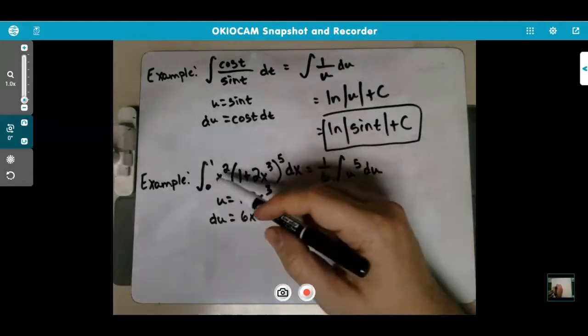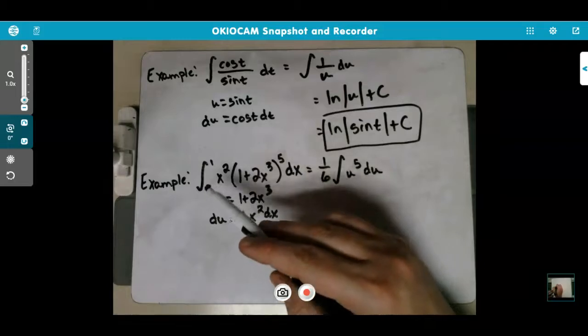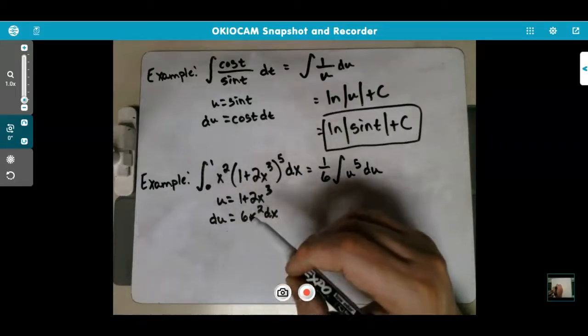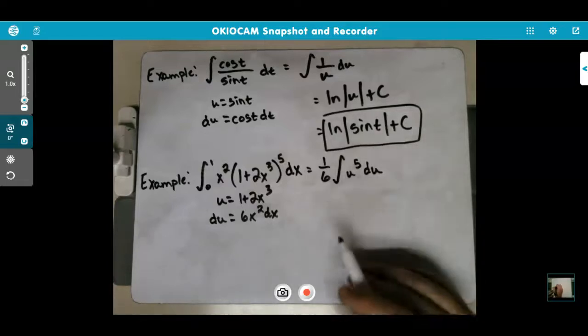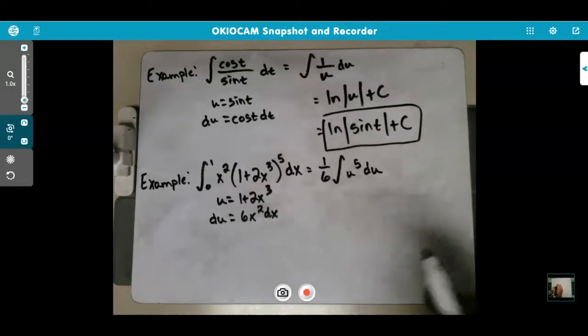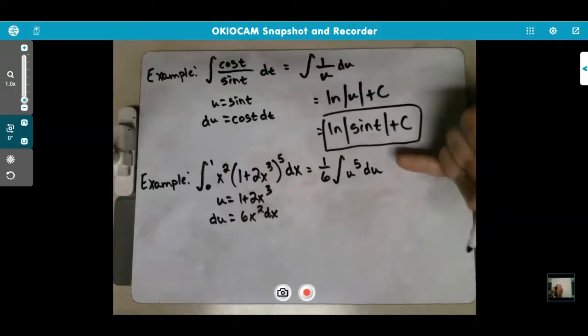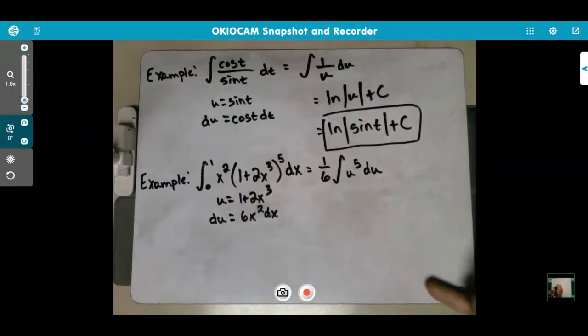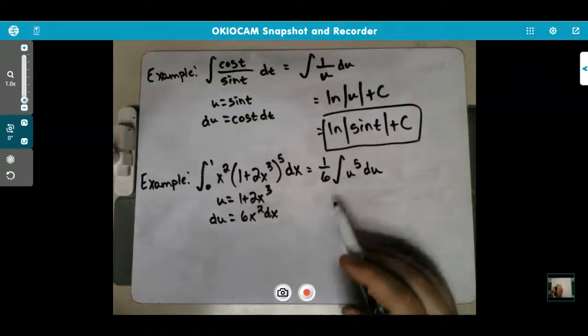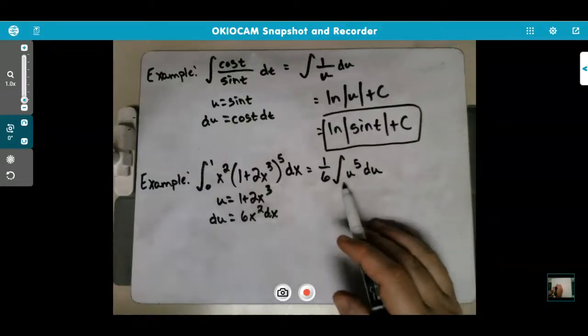Now, for the bounds, you have two choices on what you could do here. The first choice is to just not put the bounds until the very end, and that'll work. Okay, so I could solve this just like I did right here, and then plug in the bounds whenever I get done. Or I can go ahead and change my bounds.